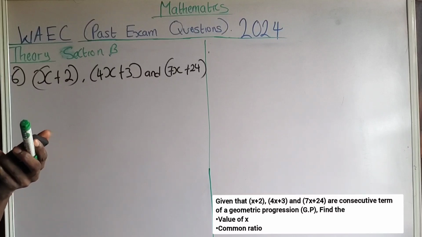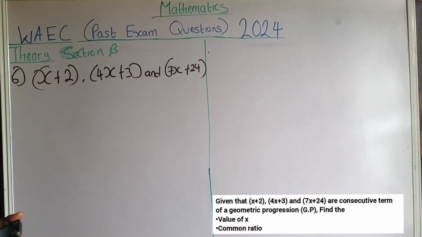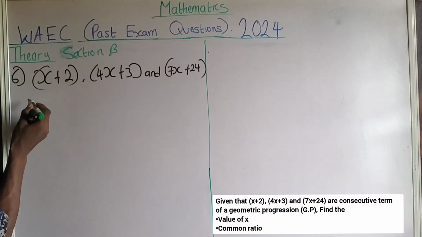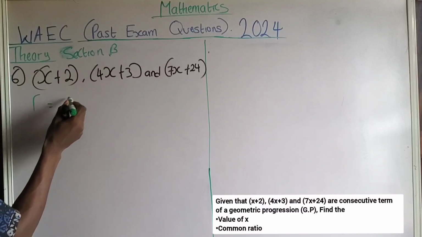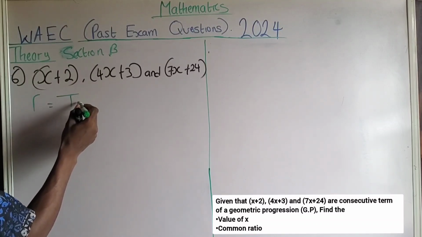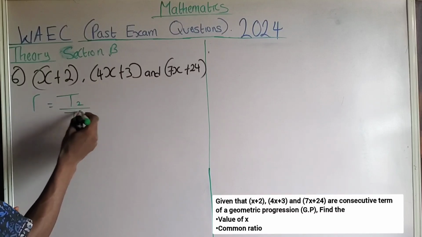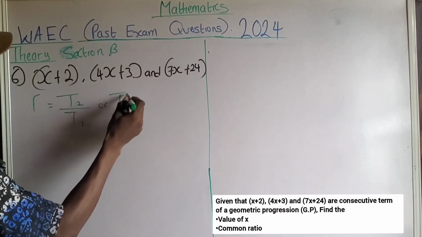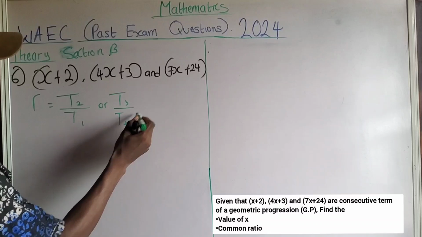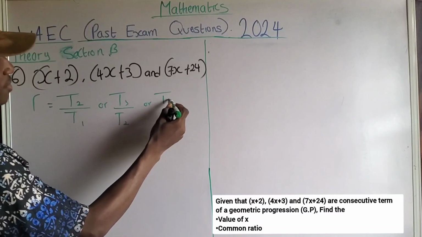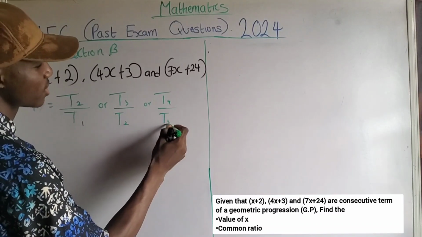Now we are asked to find the value of x. Before we can get the value of x, there are some concepts in geometric progression, for example, the common ratio. Listen. The common ratio is gotten by dividing the second term by the first term, or the third term by the second term, or the fourth term by the third term, and so on.